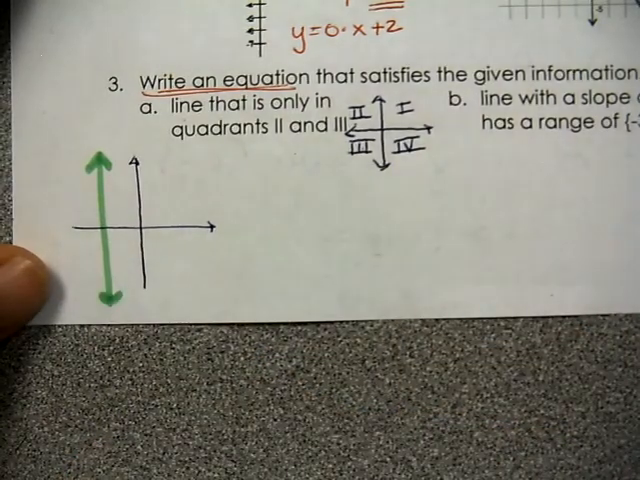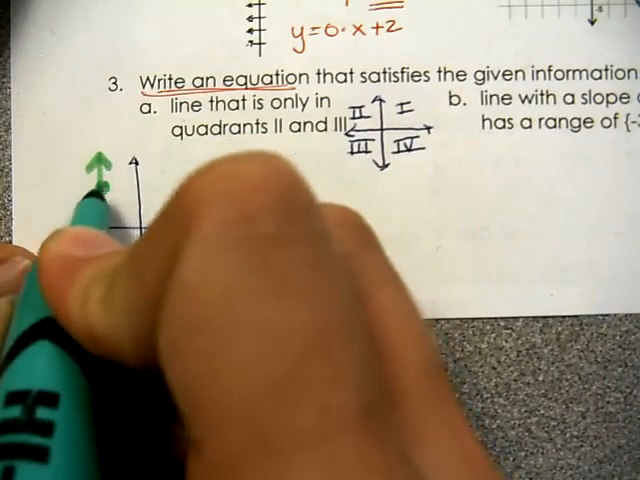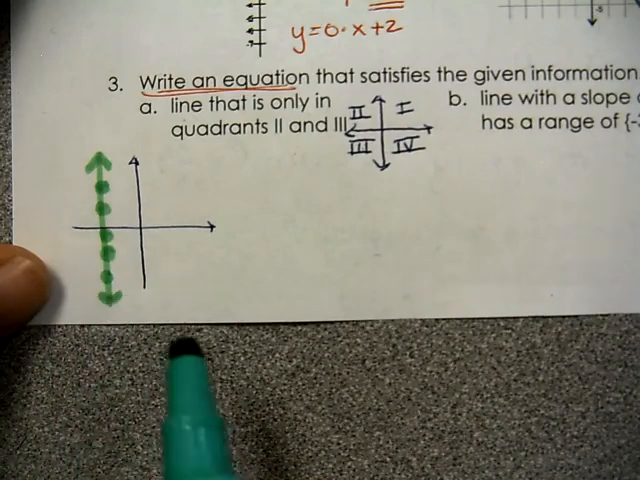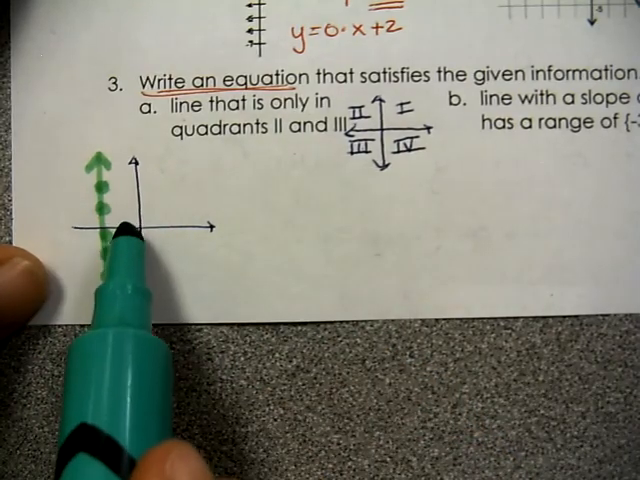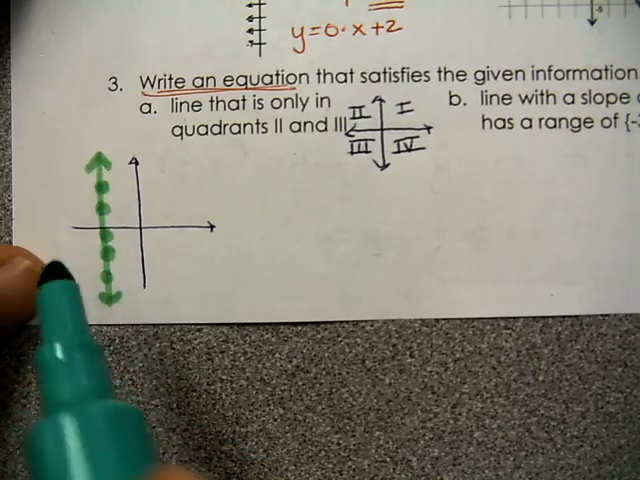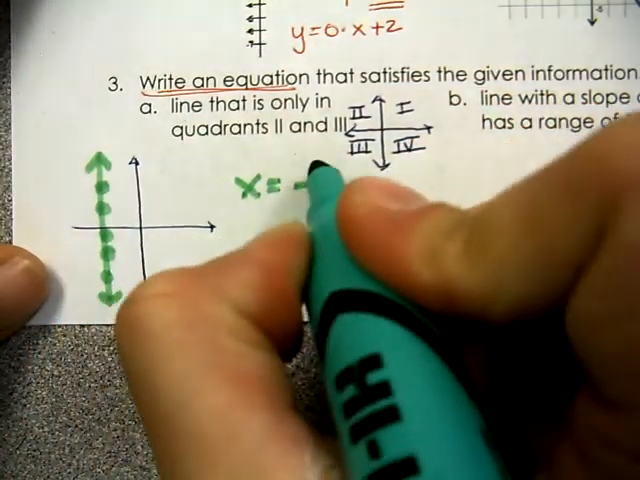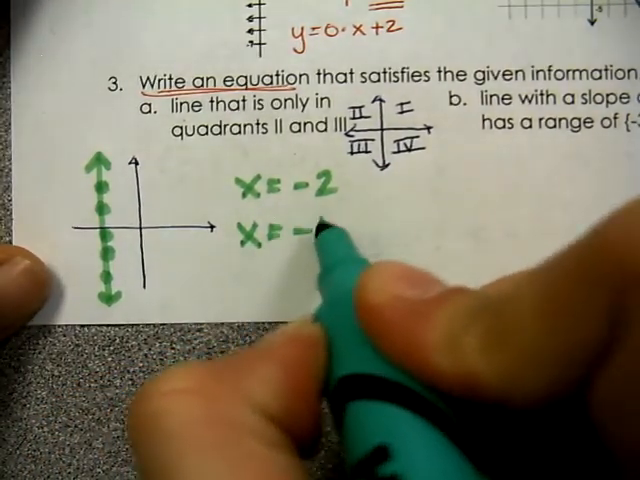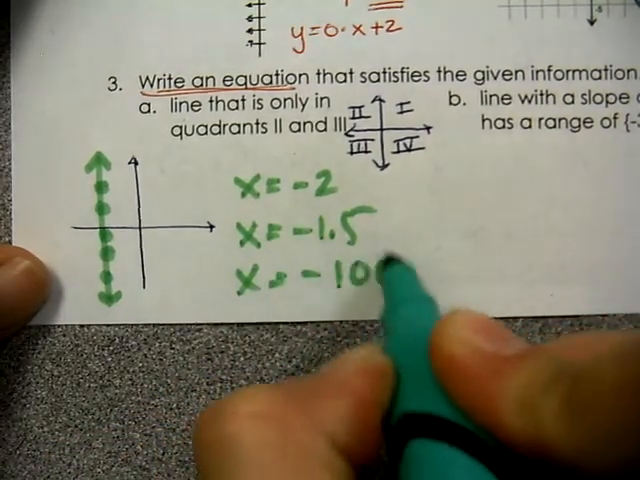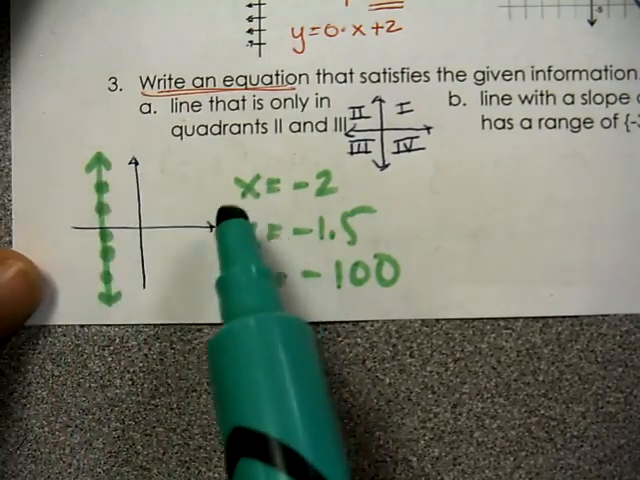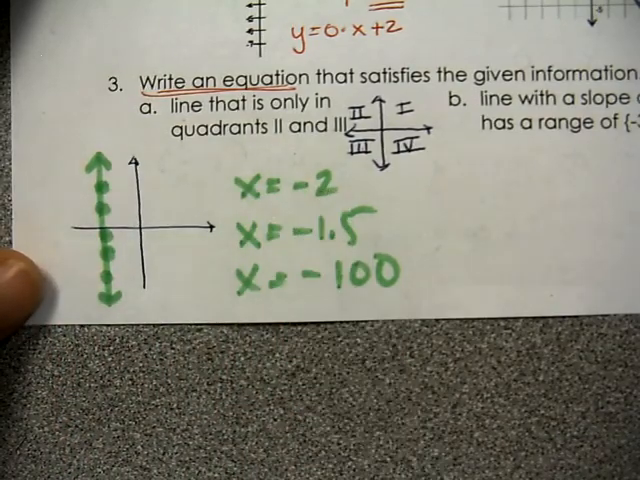So the only way for this to be only in quadrants 2 and 3 is if we have a vertical line. So I'm thinking, okay, a vertical line means every point on this line will have the same x-coordinate, because I'm not going left or right at all. It doesn't tell me specifically what that needs to be, but I do know that if it's in quadrants 2 and 3, we've got to be to the left, which means the x-coordinate has to be negative. So one option would be x equals negative 2. It doesn't have to be that, though. It's just anything that is negative: negative 1.5, x equals negative 100. But we need to have a vertical line, which will be if the x-coordinate's not changing. So x has to stay the same. So it would be x equals some number that is negative.